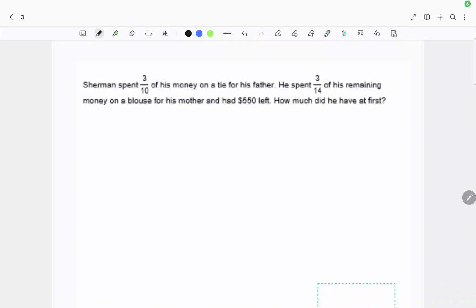In this question, we have Shaman spending 3/10 of his money on a tie for his father. Then he spent 3/14 of the remaining money on a blouse, and he had 550 left. The question asks for the amount that he had at first. Generally, there are two ways of solving this. The first way is to use a model.